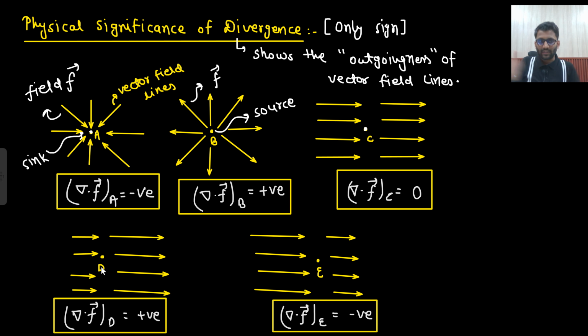This is giving us, because less is coming, more is going out, and more is coming, less is going out. So here it is negative, here it is positive. Well and good, very straightforward, right? So this was all about divergence.